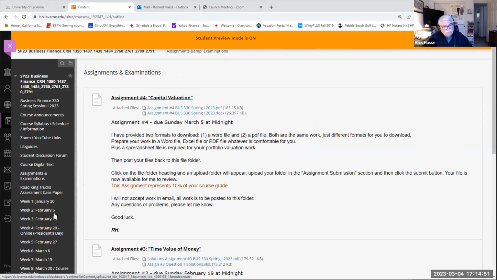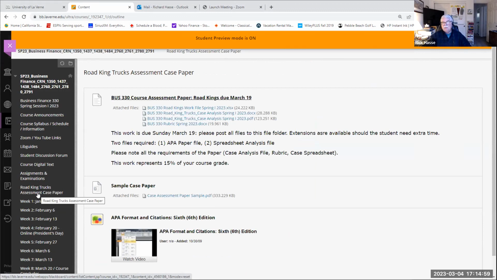And now you'll see a new file folder in your Blackboard called Road King Trucks Assessment Case Paper. And this is the paper that is due March 19th. It's a combination of an APA formatted paper and a spreadsheet analysis file. You'll be practicing this spreadsheet in your assignment number 5 in the week ahead, and that'll be the subject of our lecture in class on Monday.